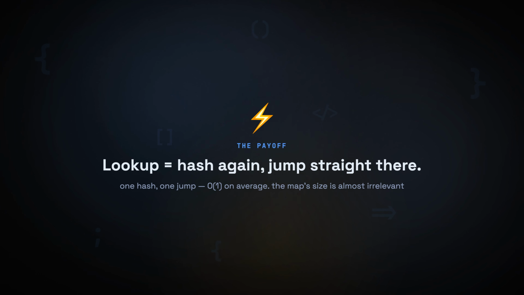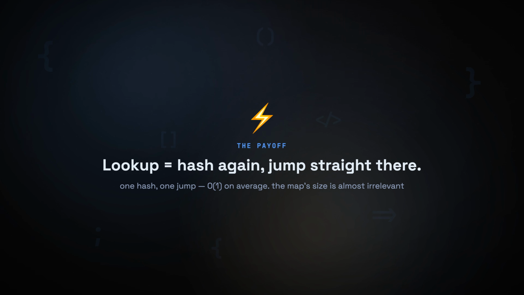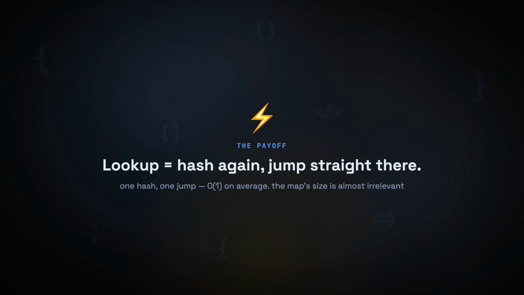Now, the payoff arrives. To find a key, we don't look through anything at all. We hash the key a second time, which sends us straight back to the exact same bucket we stored it in, and there it is, waiting. One hash, one jump, done. That is why a hash map lookup is constant time on average. The size of the map is almost irrelevant because we compute the location directly. We never hunt for it.